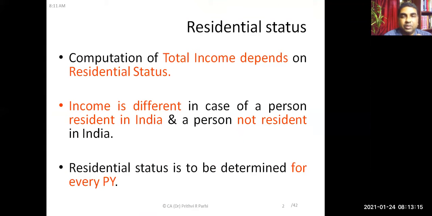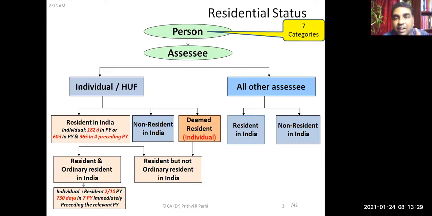That's what I was talking about in the previous class. I had already told you the total income depends on the residential status. Income will be different if the person's residential status is different. In the previous class, I explained that various kinds of persons are there. For individuals and HUF, residential status can be resident in India and non-resident in India.